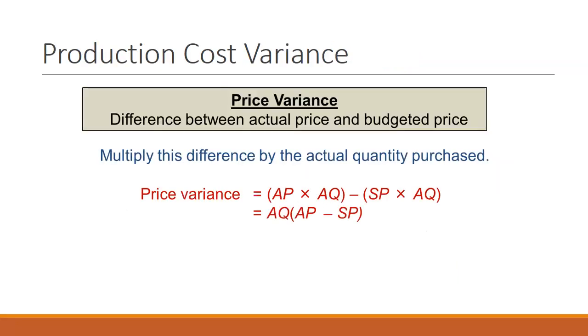So our price variance is the difference between actual price and budgeted price. We're going to look at this production cost variance. So we have the actual price times actual quantity. That's what our total sales were. Minus our standard price times the actual quantity equals the actual quantity times actual price minus standard price. That's what we did on that previous slide. So that's where we get the actual price of $10.50 minus the standard price of $10 times the actual quantity of 80,000 units.